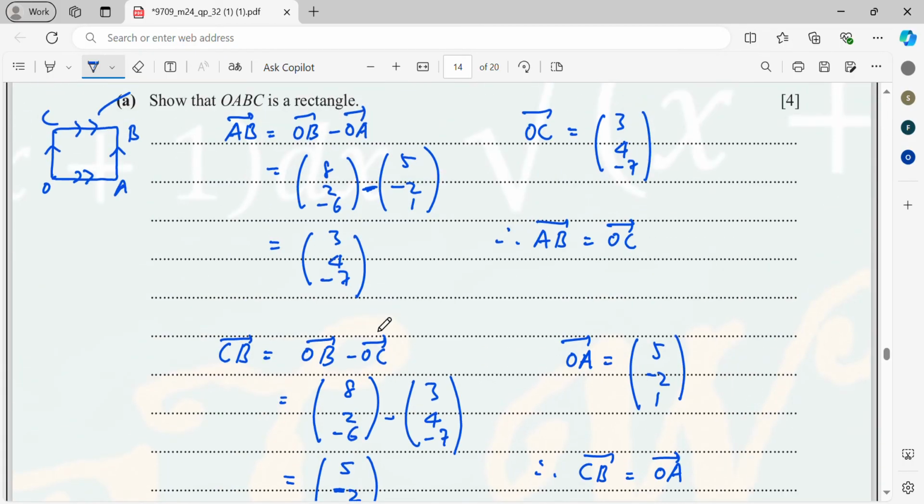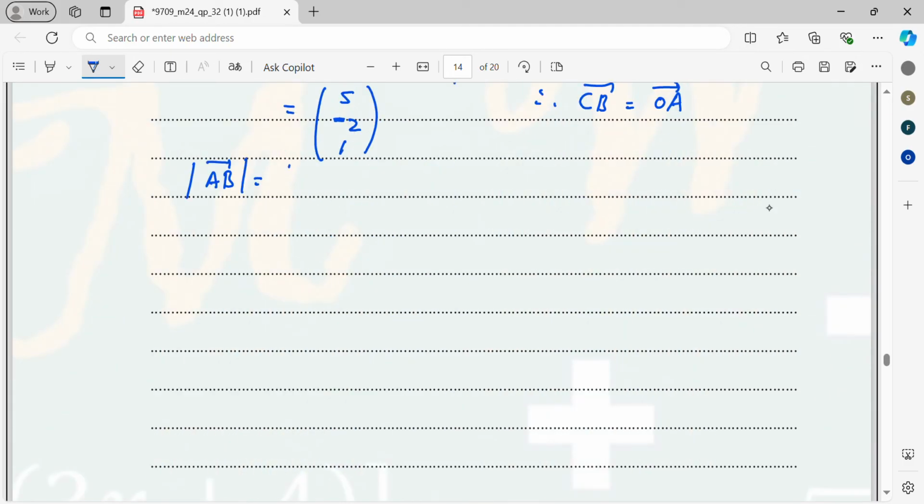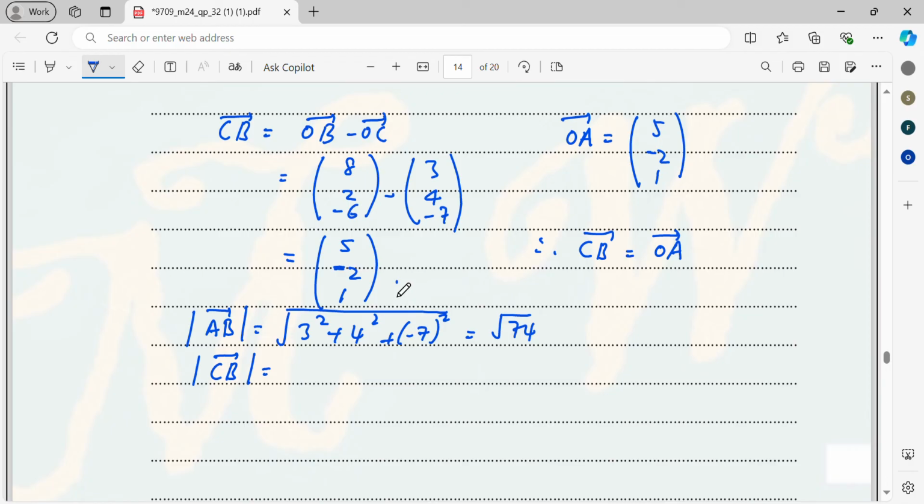So the length of AB, you can just write square root of 3 squared plus 4 squared plus minus 7 squared. This is square root 74. Okay, magnitude of CB. So CB is the same as OA. You just calculate this magnitude. Square root of 5 squared plus minus 2 squared plus 1 squared. So that is going to be square root 30.